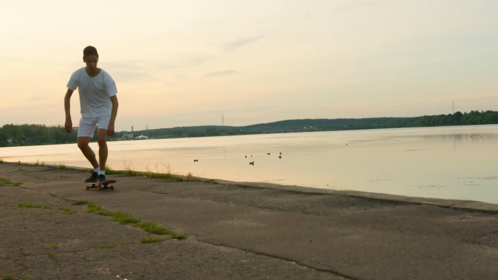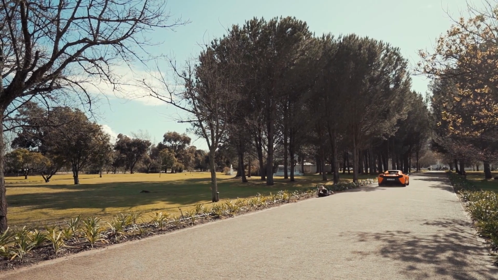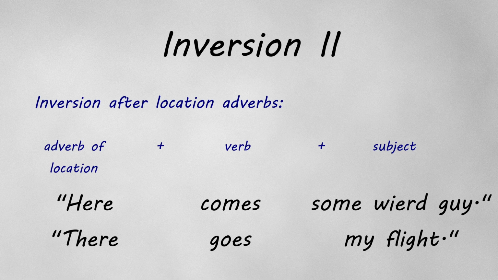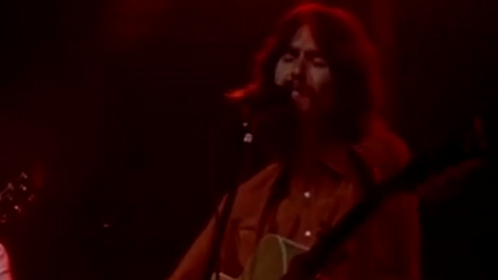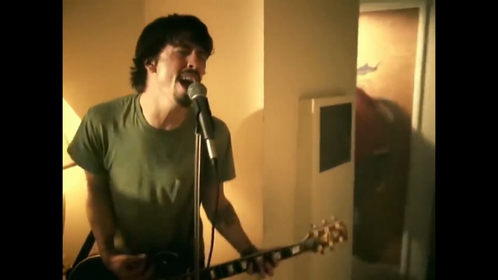Inversion after adverbs of location and direction can happen in a couple of different ways. The first way this sort of inversion occurs is when we wish to say if something is moving towards or away from us in the present moment. We start with an adverb of location, like here or there, then followed by the verbs come or go, then followed by a subject. It's the kind of construction that you may be familiar with from songs, such as the Beatles' Here Comes the Sun, or the Foo Fighters' There Goes My Hero, or the Pixies' Here Comes Your Man.